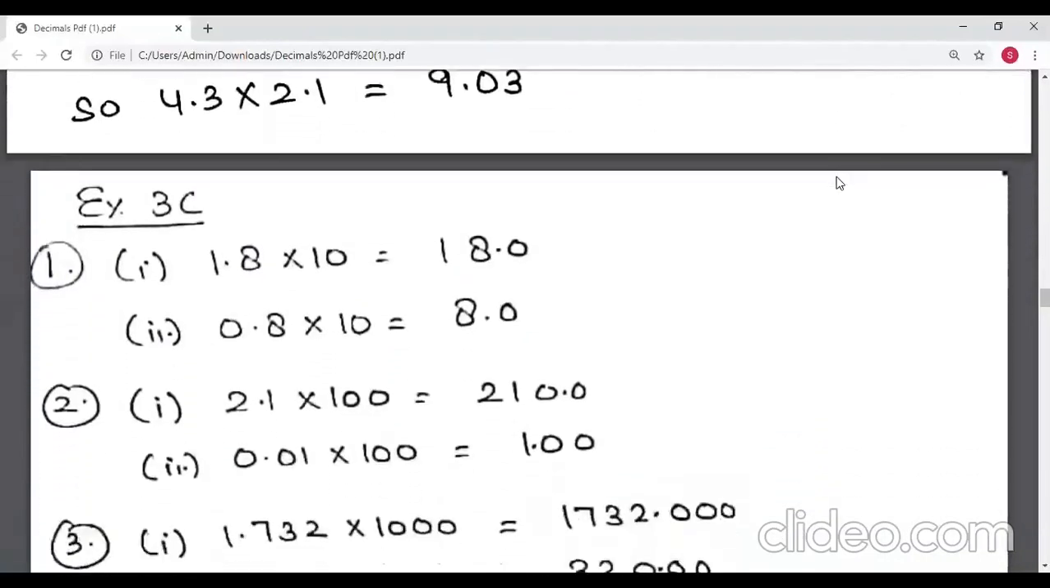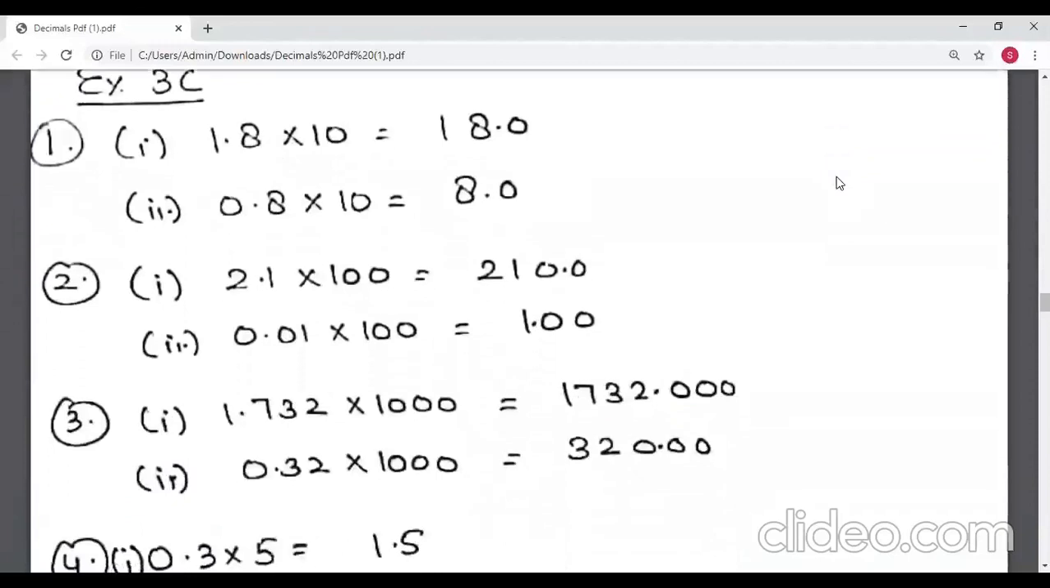Let us now do some of the questions from the exercise. Question number 1 says 1.8 into 10. Without looking at the decimal part first, you can simply multiply 18 into 10. It will give you 180, and because it has one decimal place, from the right you just put one decimal place. You will get the answer as 18. Second, 0.8 into 10 will give you the answer as 8.